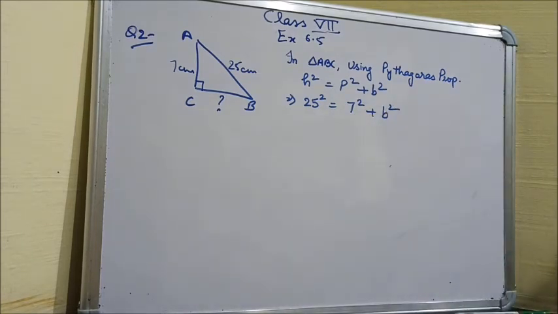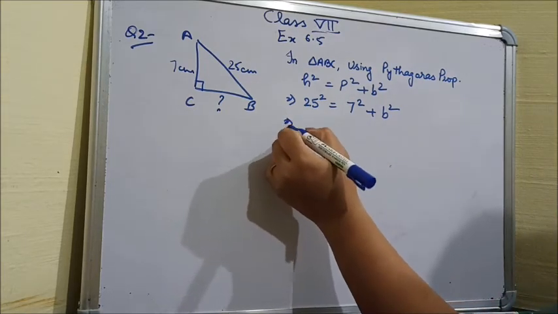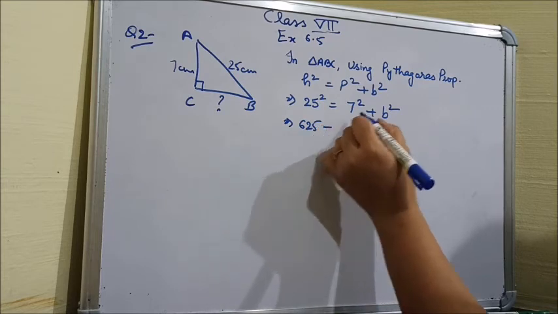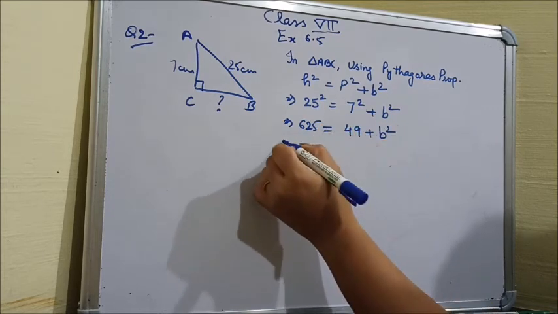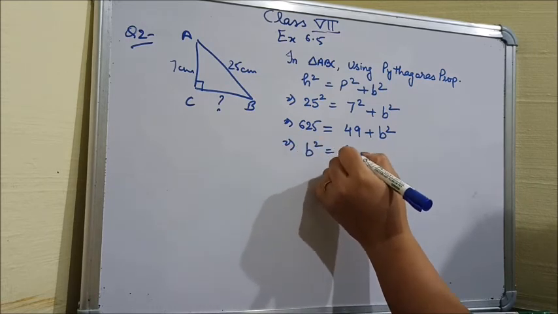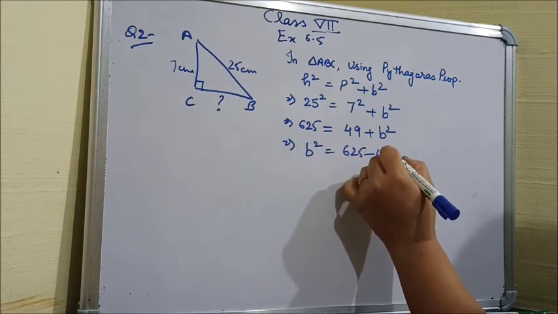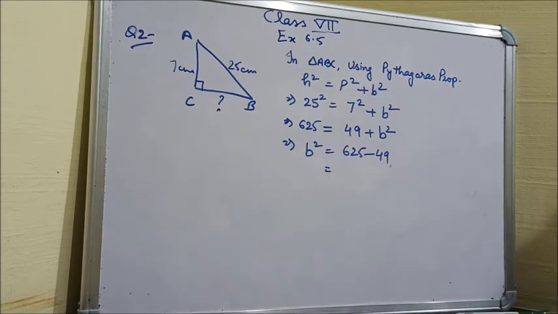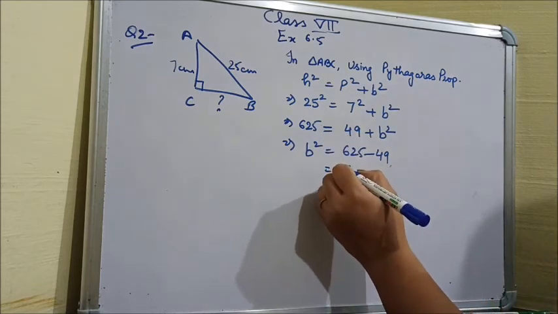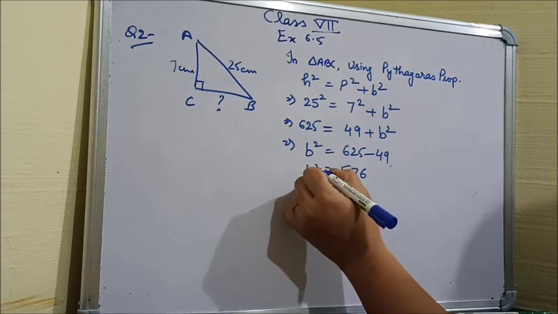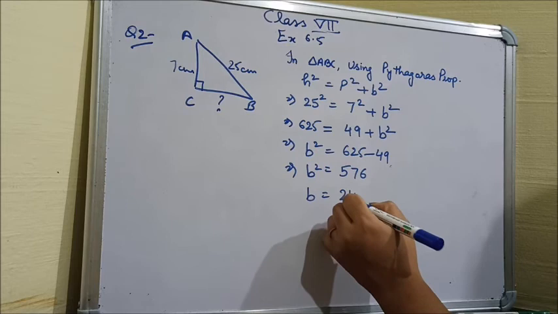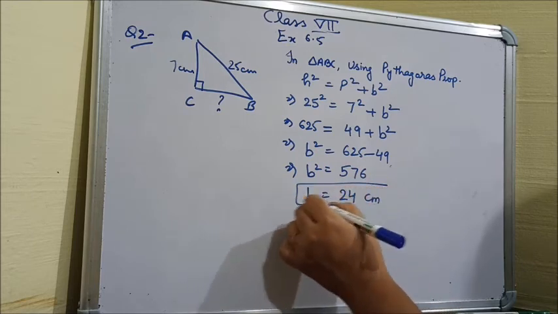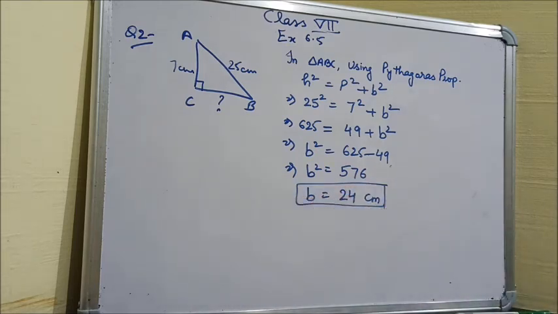So 25 square, that means you have to multiply 25 two times, that is 625. 7 sevens are 49, plus b square. So b square is equal to 625 minus 49. You will shift 49 to that side and you will do subtraction. So it will be 576, b square. So b is equal to the square root of 576, 24 is the square, so b is equal to 24 centimeter. Like this you have to do.